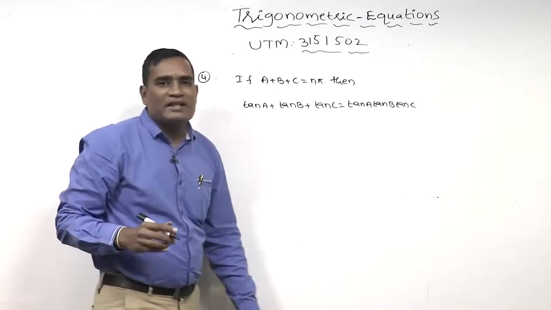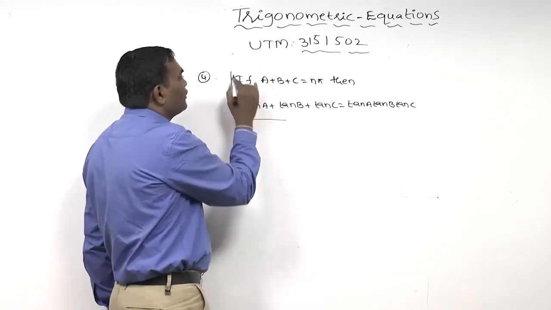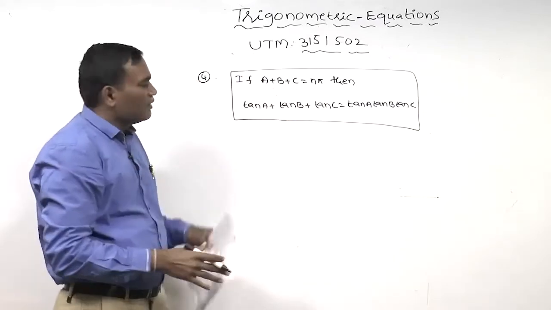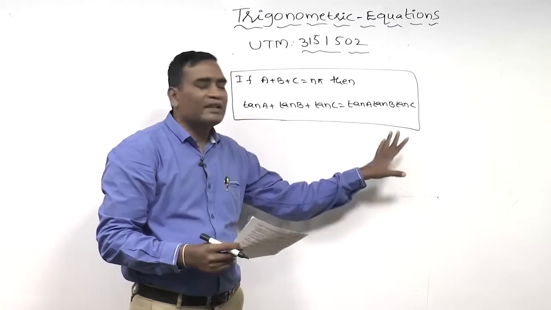If a plus b plus c is equal to n pi, then tan a plus tan b plus tan c is equal to tan a into tan b into tan c. Or we can take n as 1, take the right side, apply tan on both sides, then you will get this result.